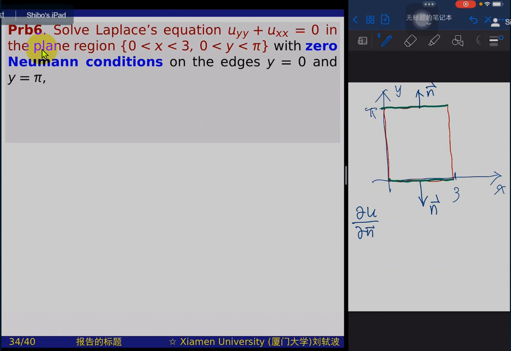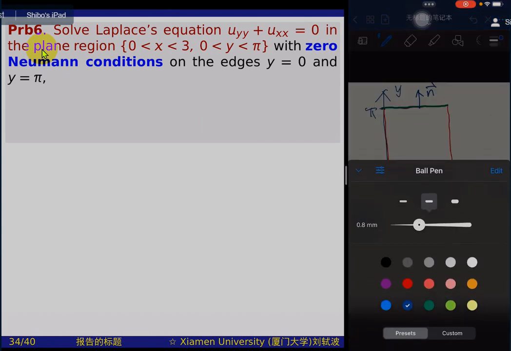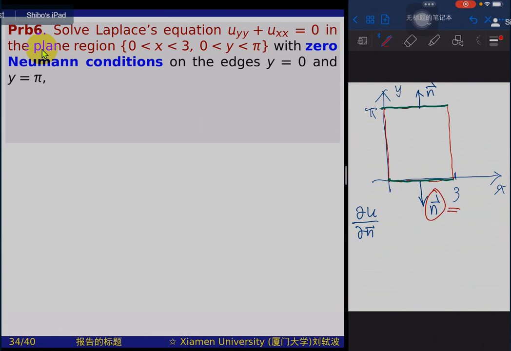Okay? But in our case, let's consider the bottom boundary. For the bottom boundary here, n is what? The first component of n is 0. The second component is minus 1. Okay? But the normal derivative of u equals what? It equals the gradient of u dot product with n. You can consider this as the definition of the normal derivative or directional derivative.